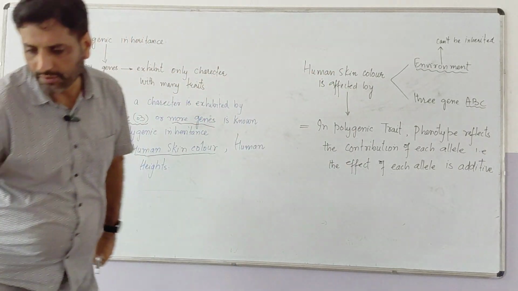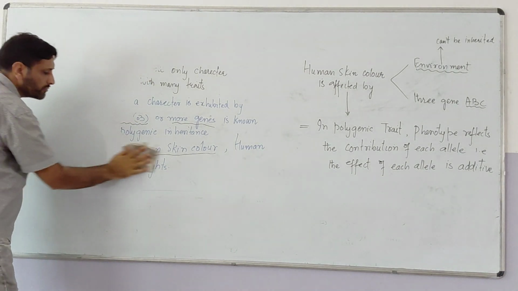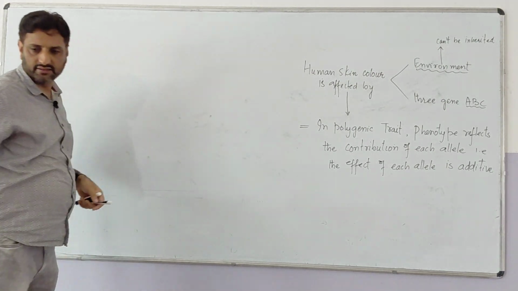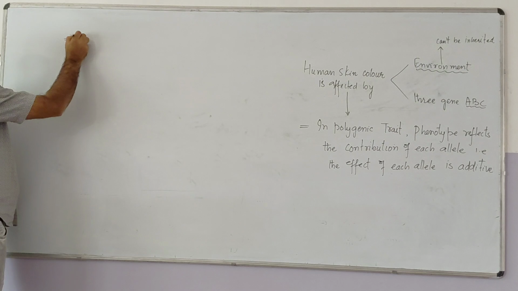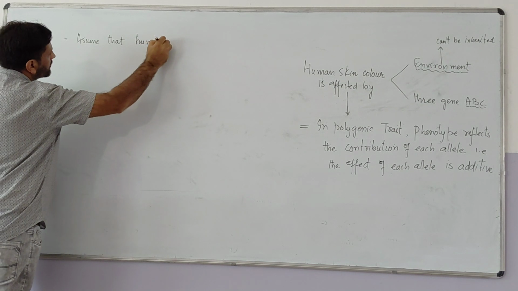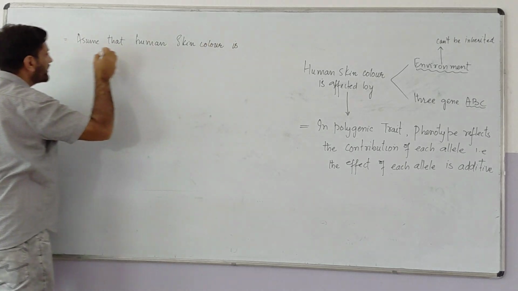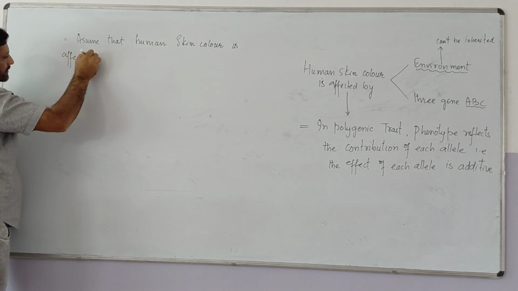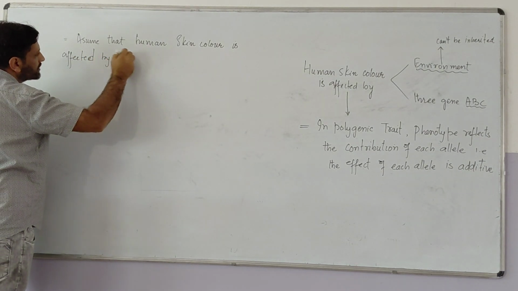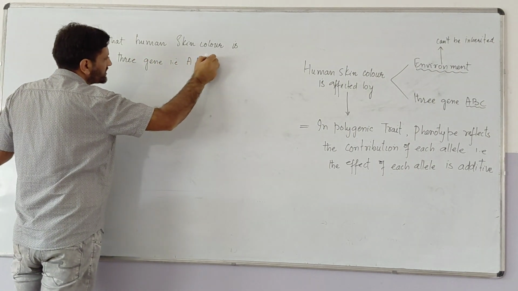Let me first rub the board. Assume that human skin color is affected by 3 genes, that is capital A, capital B and capital C.